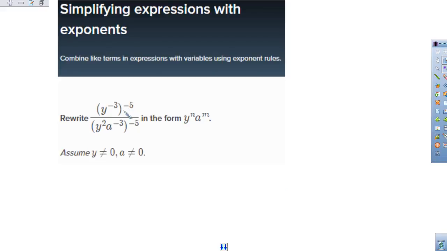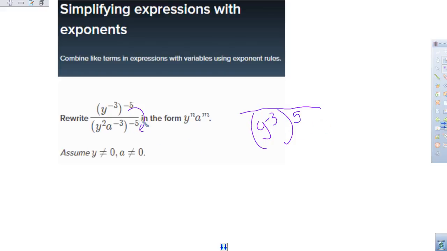To begin with, let's think about this. We have y to the negative 5 power. Remember that a negative power means we take this and move it into the denominator. If I remember that shortcut, that would be really good. I can move it into the denominator and make that 5 a positive. So I would write that in the denominator as y to the negative 3rd power raised to the 5th power.